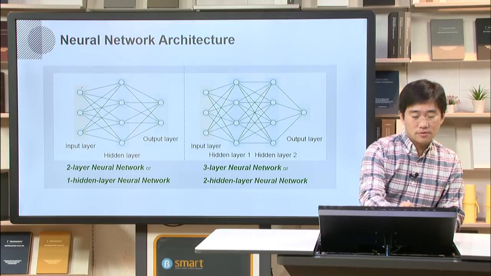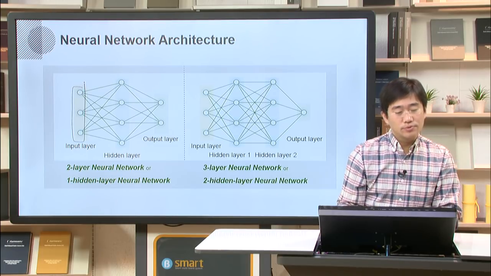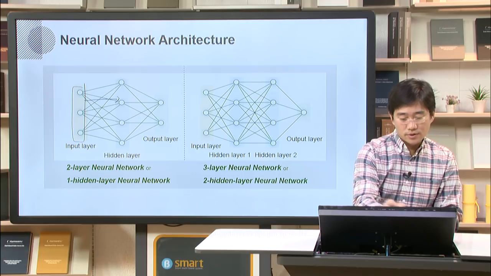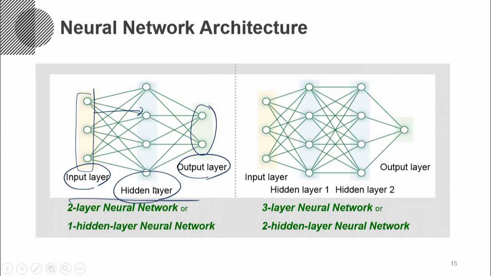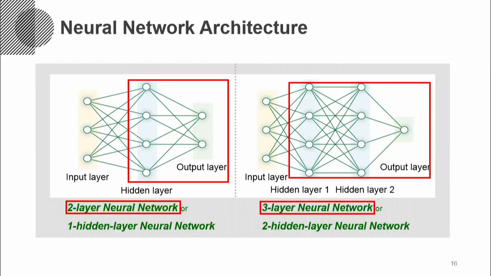Given the original feature vector at the input layer, it goes through different layers and processes these inputs further and further until we reach the desired output. In this case, we have an input layer and an output layer, and in the middle we have one hidden layer, so we call it a two-layer neural network. But in the case of having two hidden layers, we call it a three-layer neural network.